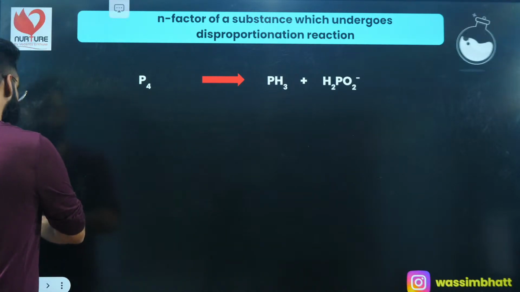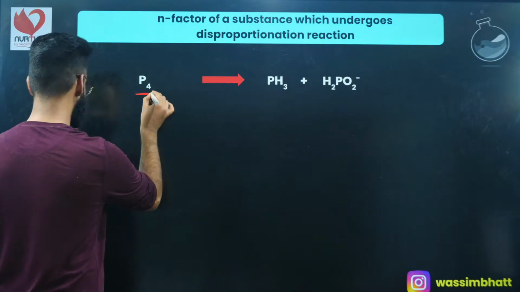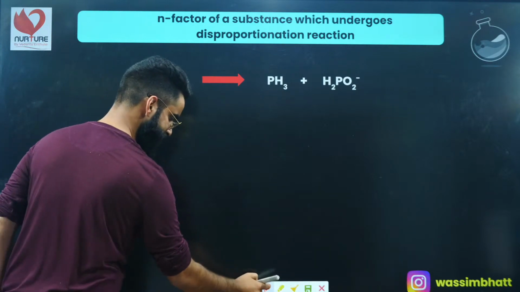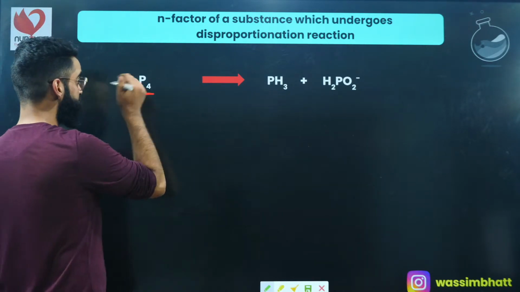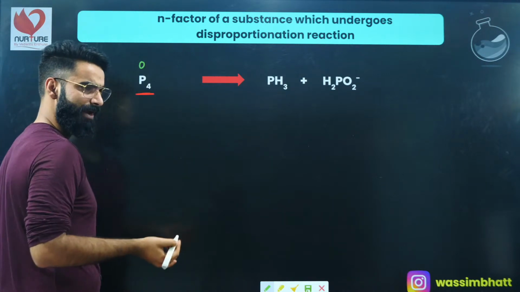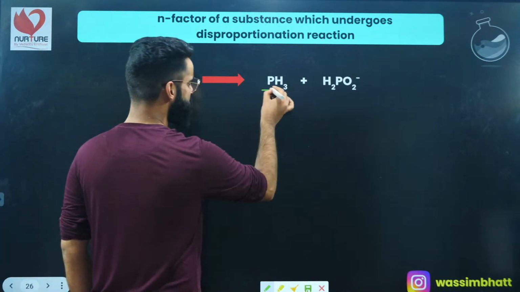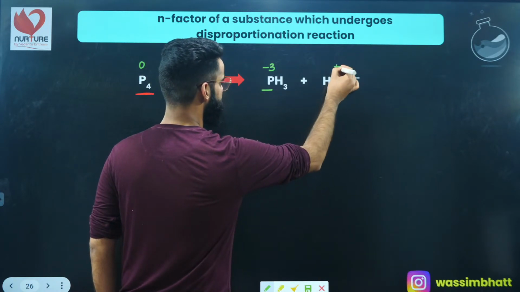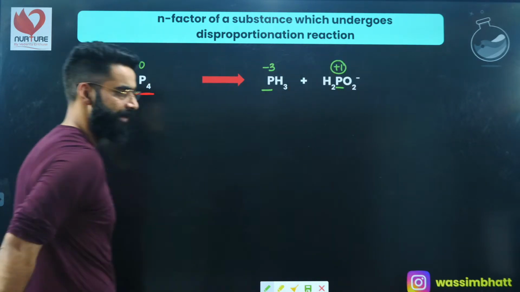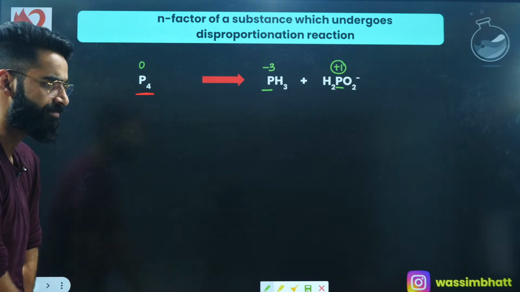Now see, how do I calculate the N factor of this P4 over here? Understand, guys. If I ask you, what is the oxidation state of phosphorus right here? You'll say 0, right? As simple as that. What about the oxidation state of phosphorus right here? It's -3. What about the oxidation state of phosphorus right here? When you calculate it, it comes out to be +1.